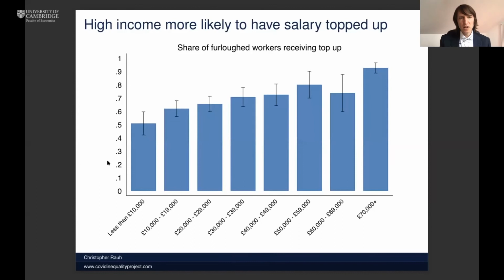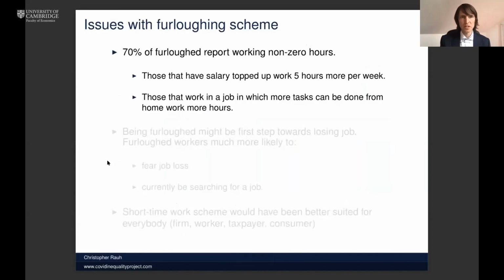But one might think of the furloughing scheme as an equalizer because it's capped at £2,500. However, firms have the choice to top it up. And here we see on the x-axis workers' earnings in 2019, and then the share of workers that are furloughed that receive the top up. And you can see that those that have higher incomes are more likely to have their income topped up while they're furloughed.